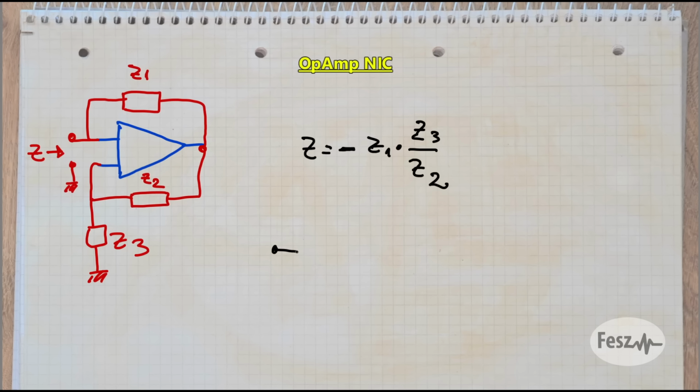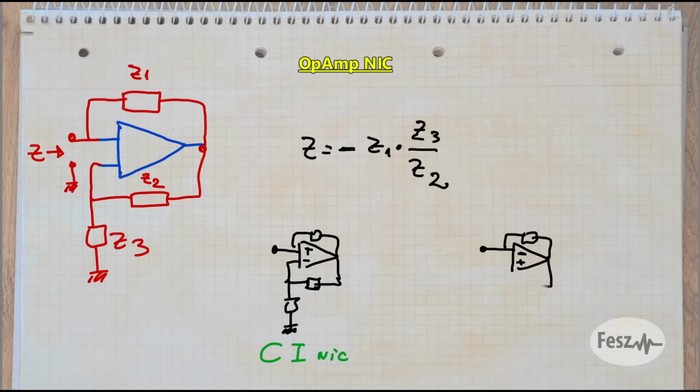Now, you may have noticed that I didn't completely draw the op-amp. The inputs have not been marked. This was intentional, because both versions will work. The difference is that one is called a current inverting negative impedance converter, while the other is a voltage inverting negative impedance converter. But the impedance calculation formula does stay the same.